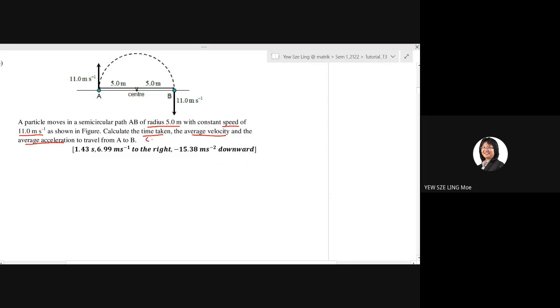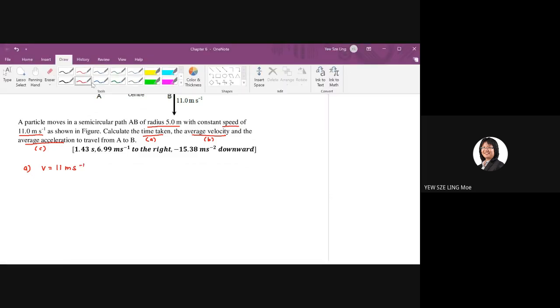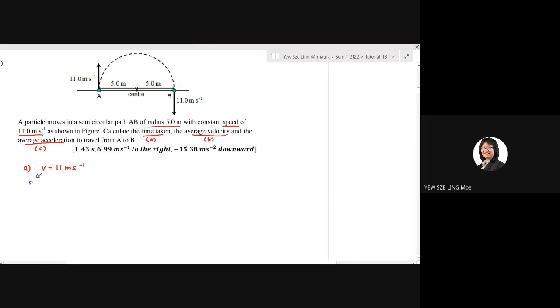Now I'm going to label them as question A, question B, and question C, to make it easier for me to address the questions. Question A, you want to calculate the time taken. How are we going to calculate the time taken? So we know that we are given v equals to 11 meter per second. If you look at the question carefully, this v is speed.